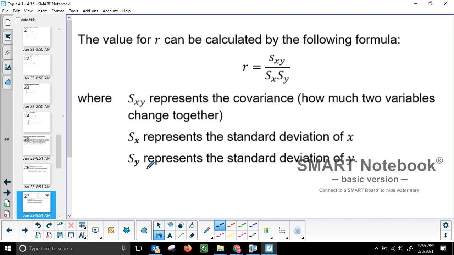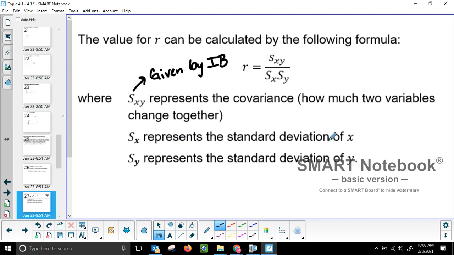The value for R can be calculated by the following formula. R is equal to S sub xy over S sub x times S sub y, where S sub xy represents the covariance, how much two variables change together. And this, if needed, is almost always given on an IB test.